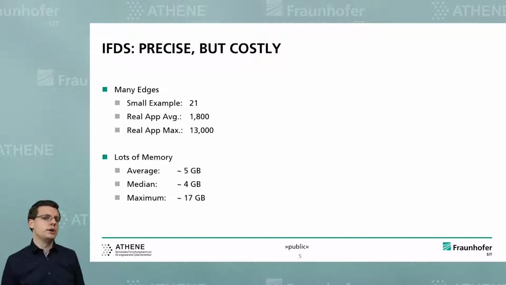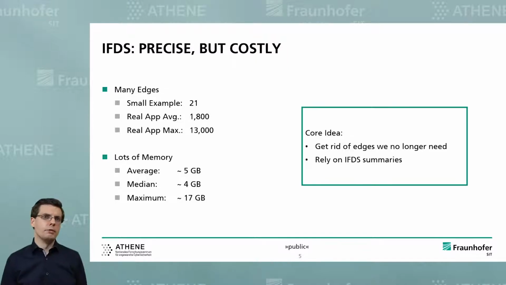So on average, we had 5 gigabytes per application for a single data flow analysis. And this went up to 17 gigabytes. But we have seen real-world examples, other data sets, where we're not talking about apps, but about backend applications that were way beyond those 17 gigabytes. So we have a memory problem here.